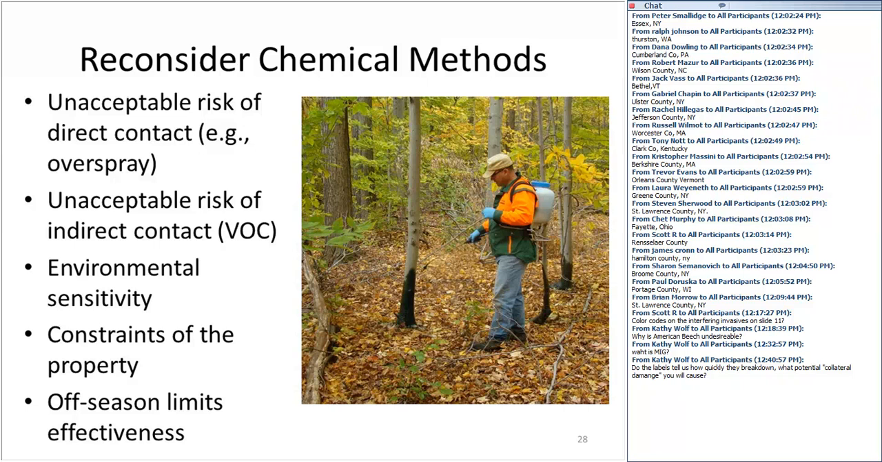Also reconsider chemical methods if there's sensitivity to different environmental circumstances, or if there's a constraint of the property. In some watersheds they don't allow the use of chemicals, or the season that you're going to apply it would limit it. So there's some chemistry that you don't want to use in winter or during wet weather or things like that. So those have to be taken into consideration.